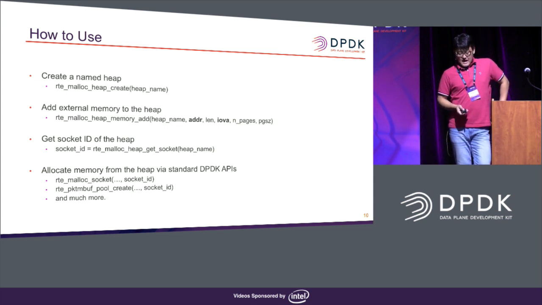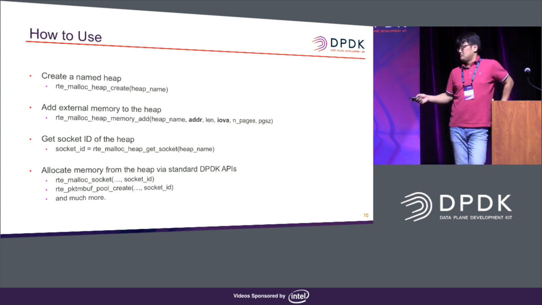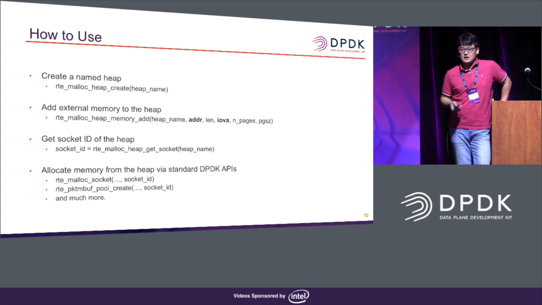Next, you can get the socket ID by using this API, and then from then on, you can use any of the standard DPDK allocation APIs with that socket ID. Then the returned memory will be coming from the external memory you registered. So it's pretty cool.